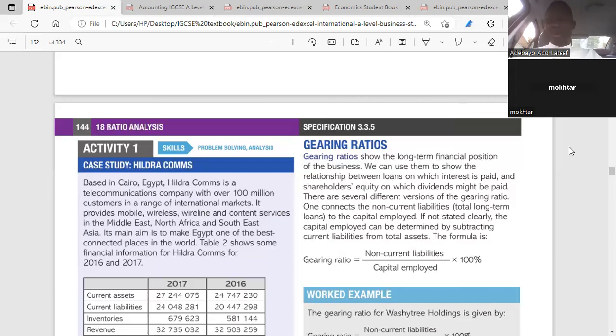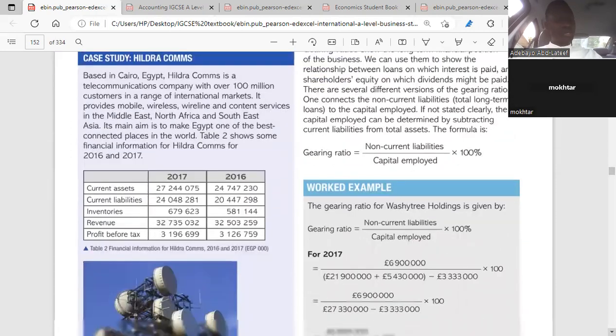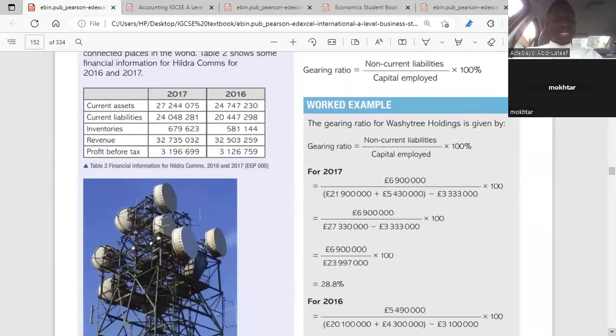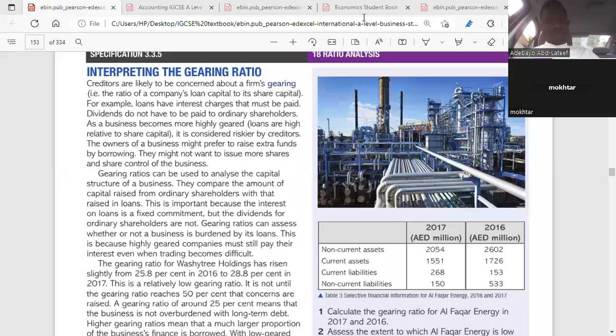So for the gearing ratio, this is the interpretation. It assesses whether a business is burdened by its loans. If you have a gearing ratio less than 50%, that is relatively low, which means the business is not relying mostly on loans.